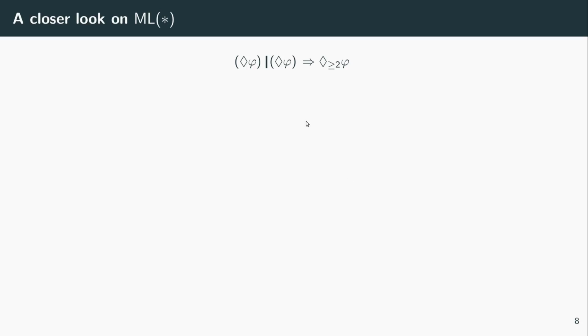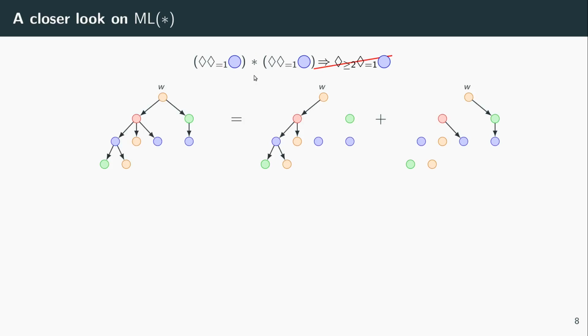Now we already saw that this formula here of ML chop is valid, and so for instance this instantiation is also valid, where phi is just diamond equal 1 blue. Now this formula is valid, but when I remove chop and replace it with a star, I obtain a formula that is not valid anymore, and this is a counterexample. Here I will have this red node on the left that has two children that are blue, meaning that now the formula on the right is not satisfied.